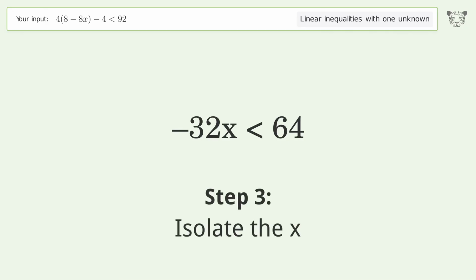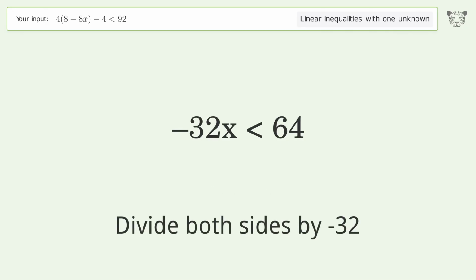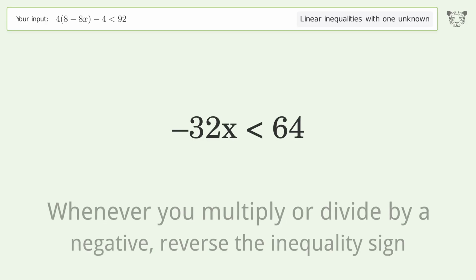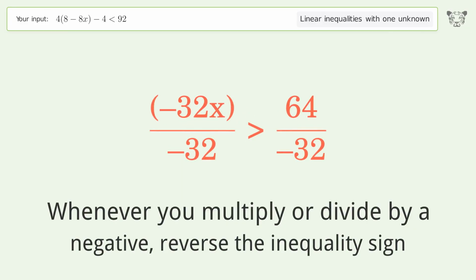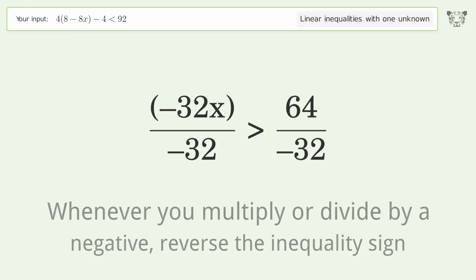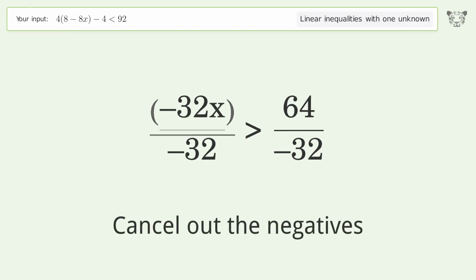Isolate the x. Divide both sides by -32. Whenever you multiply or divide by a negative, reverse the inequality sign. Cancel out the negatives.